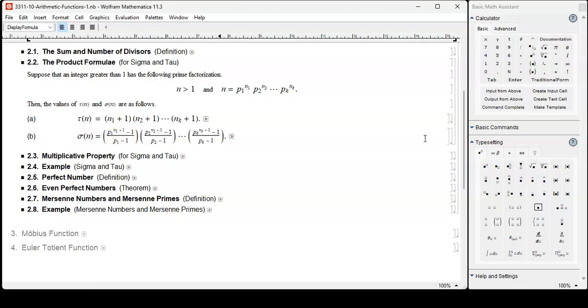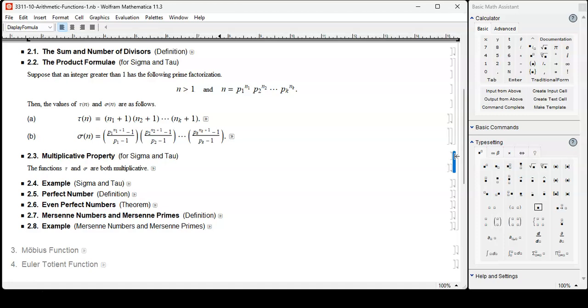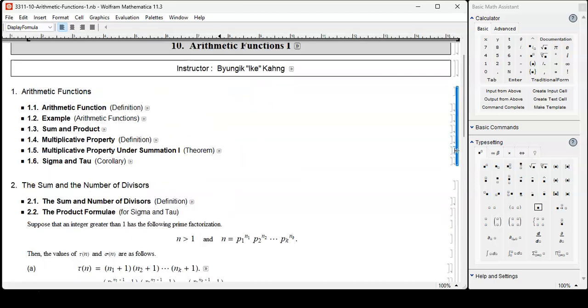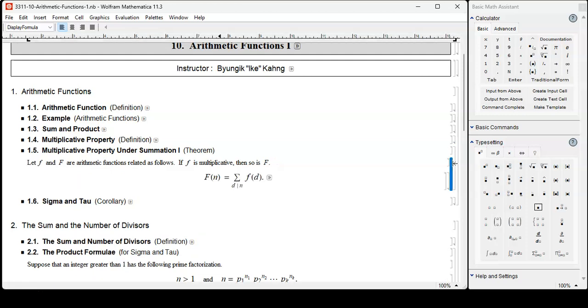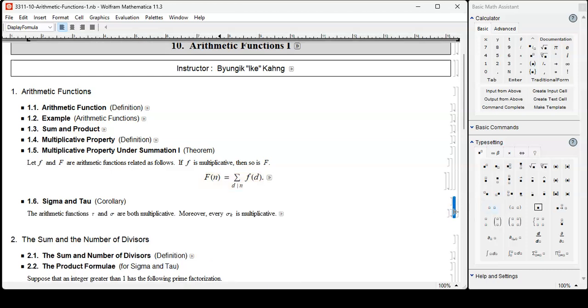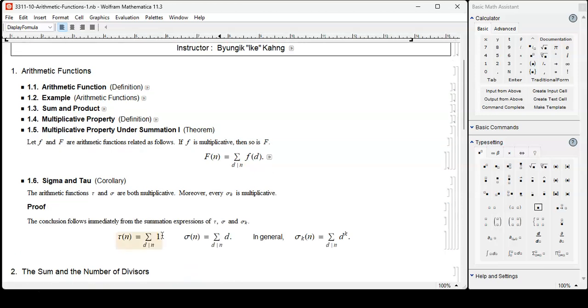Okay, we went through product formulae, and then let's think about an application of that. The multiplicative property. The functions tau and sigma are both multiplicative. Wait a minute. We already know that. We already proved it in section 1. First, we established this general theorem. If small f is multiplicative, and so is capital F, defined like this. After proving this, which was significant, we went through these to establish tau is multiplicative, sigma is multiplicative, and also sigma k is multiplicative. Remember that?